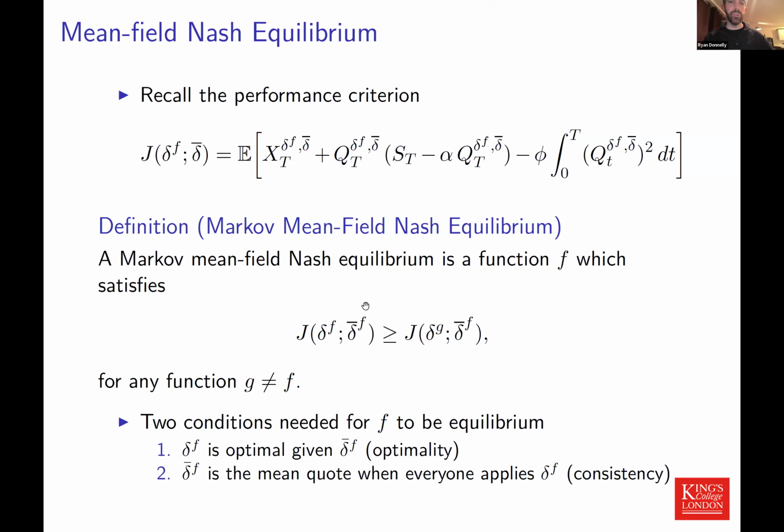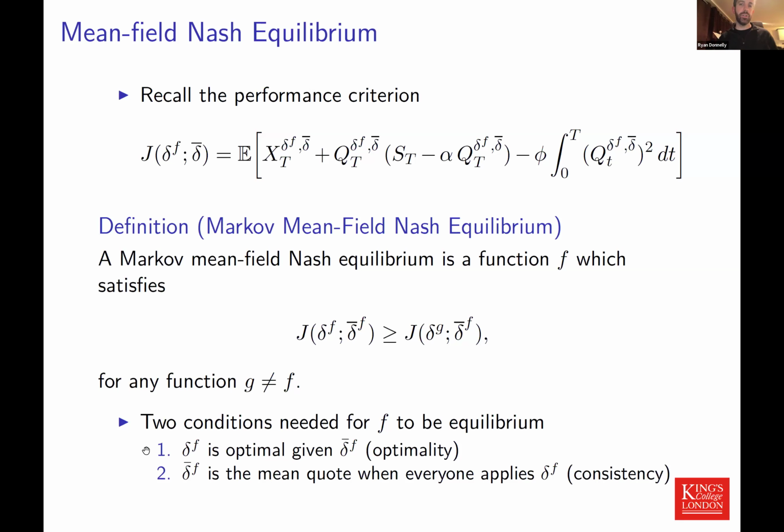That function f is going to give rise to a particular mean spread process. And if that mean spread process is the one that is assumed to actually realize, then we need that the feedback form of the strategy dictated by f is the one that's optimal. Okay, so those are the two conditions we need here.